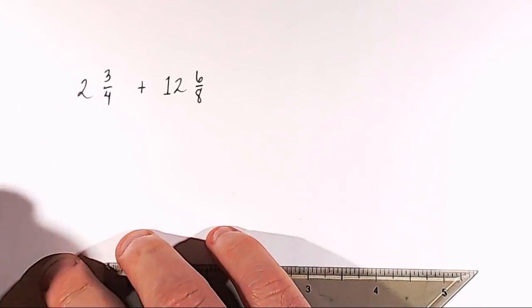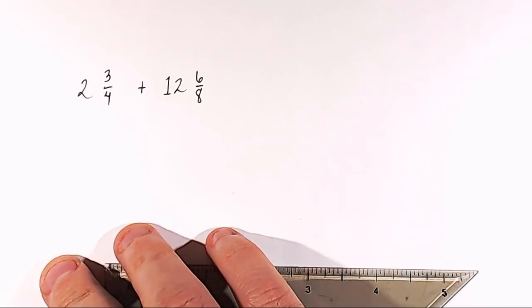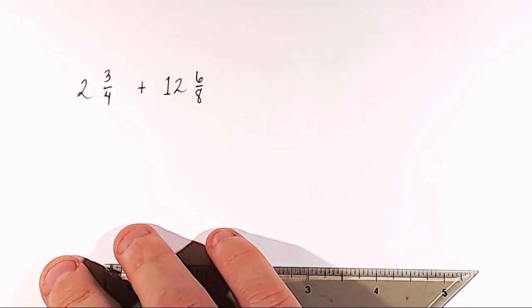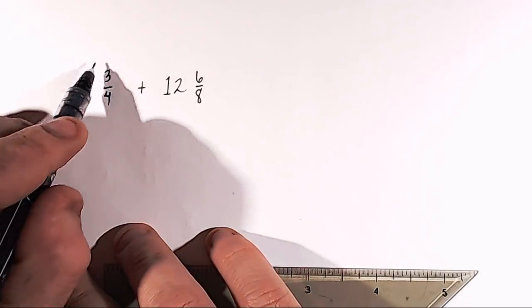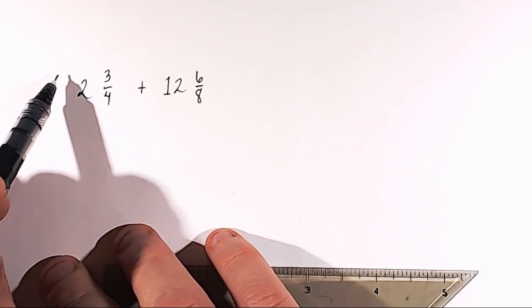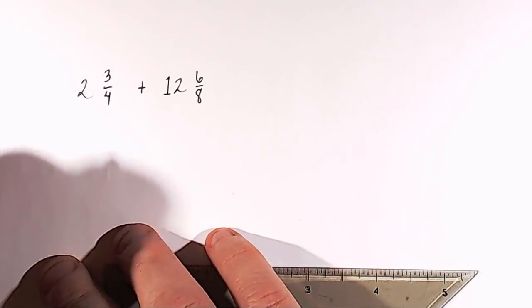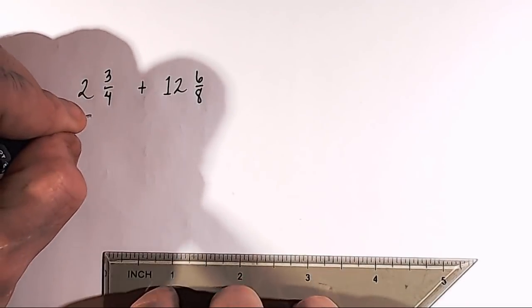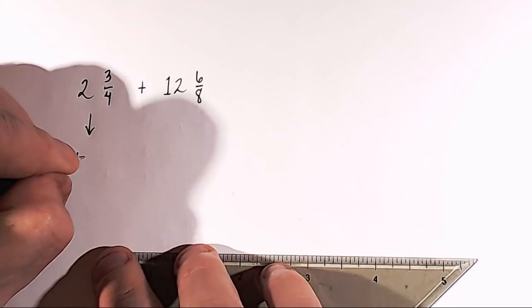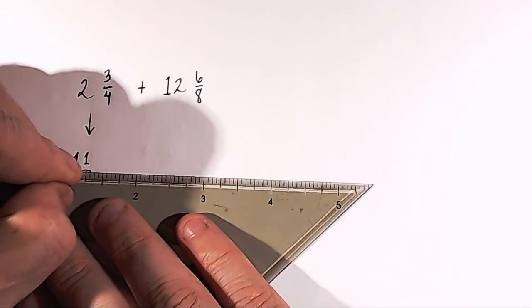So we'll do that here. 4 times 2 is 8. 8 plus 3 is 11. So 2 3/4 can be rewritten. Again, 4 times 2 is 8. 8 plus 3 is 11. 2 3/4 can be rewritten as 11 over 4.